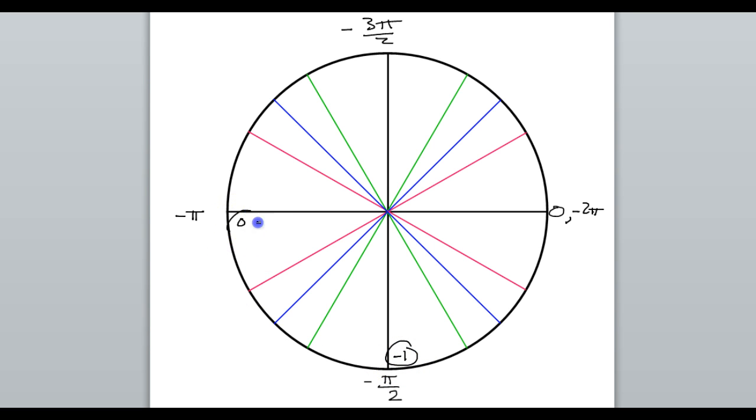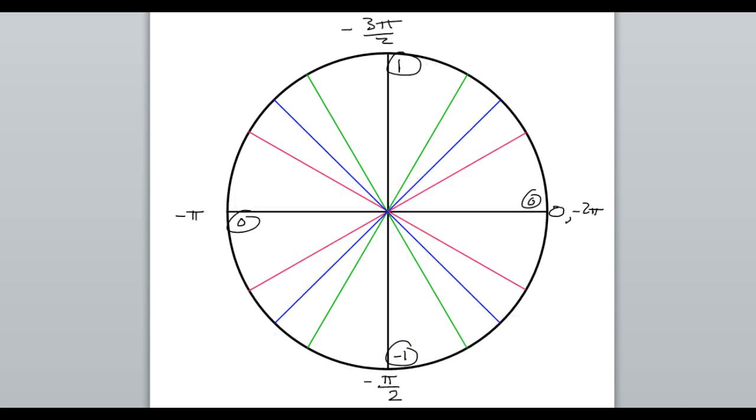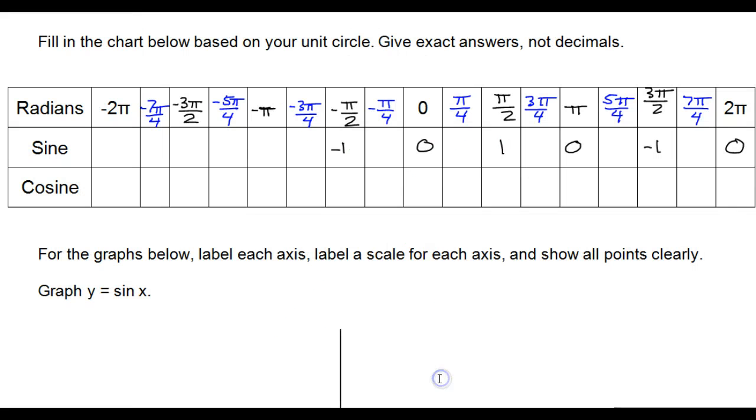Here the y value is 0, because it's right on the x-axis. Up here the y value is 1, and then here the y value is back to 0 again. So it's going to be -1, 0, +1, 0. So -1, 0, +1, then back to 0.